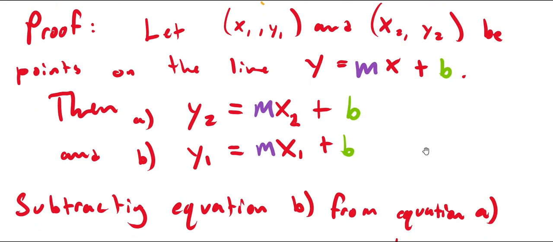Now here comes the cool trick. Subtract equation b from equation a. In other words, take what's on the left, y1, and subtract that from y2, and take what's on the right, mx1 plus b, and subtract that from mx2 plus b.